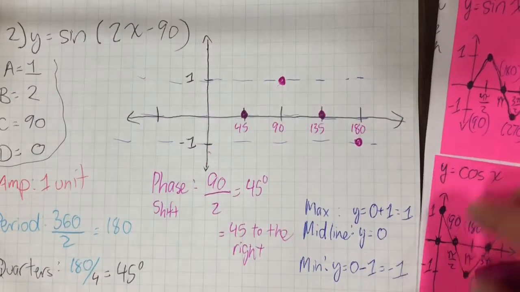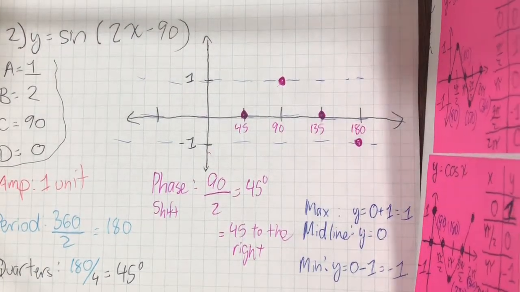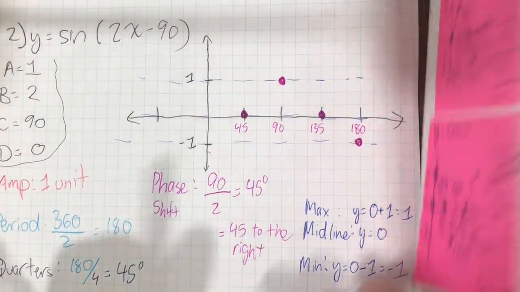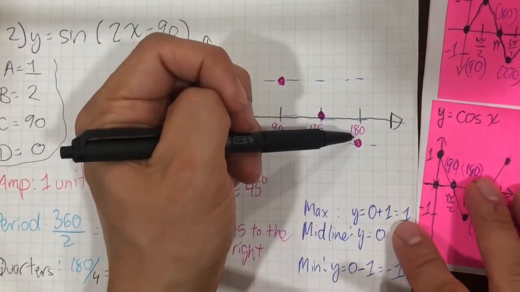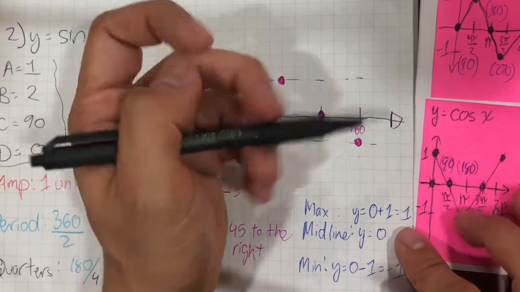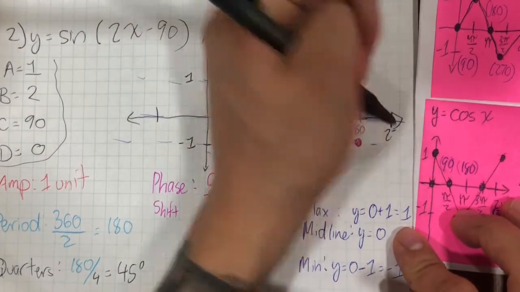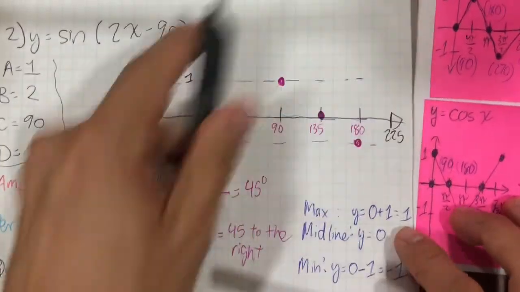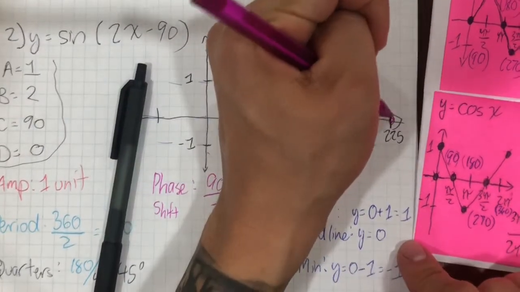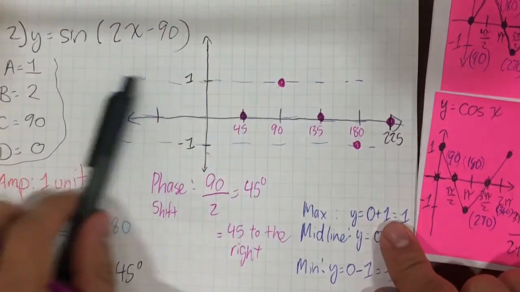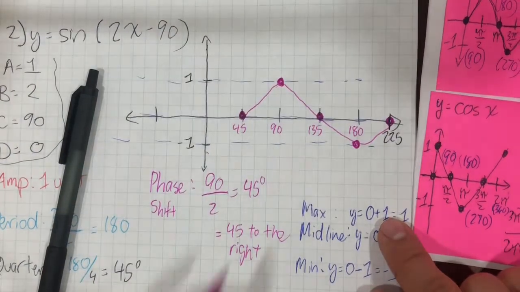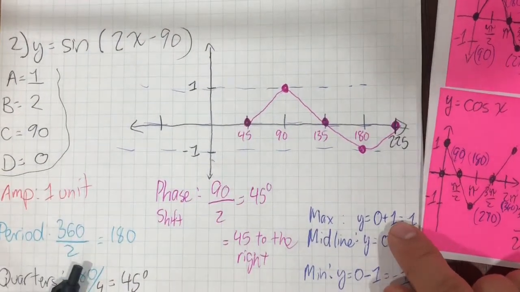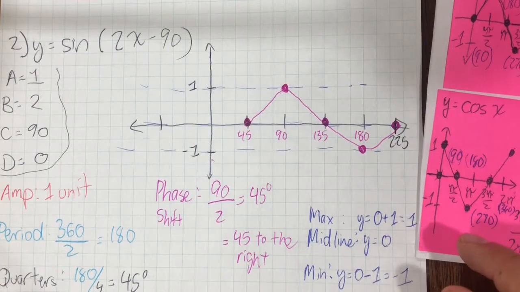And then if we take a look, we have one more x value to graph from my mid. If I go by 45, so 180 plus 45, that should give me 225, and that's going to be my midpoint. All right, so then I'm going to connect the points, and this is going to be my new graph for y equals sine of 2x minus 90.